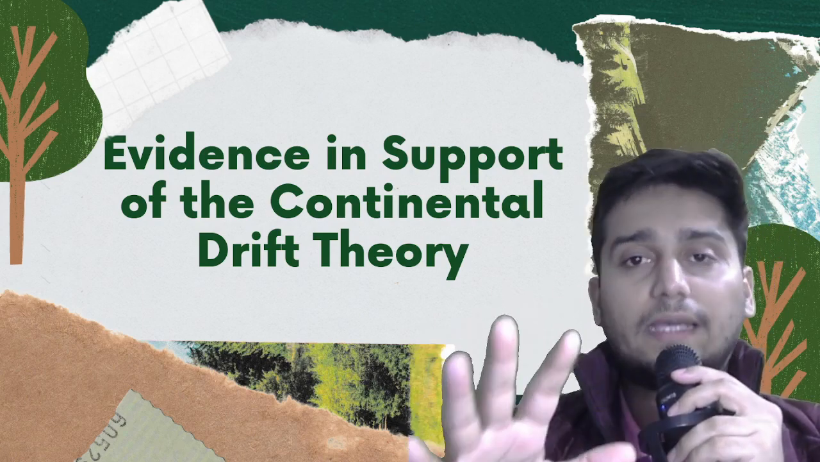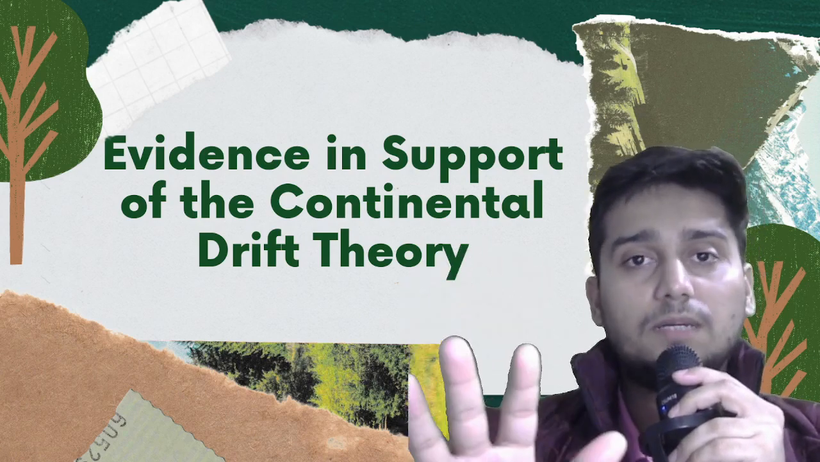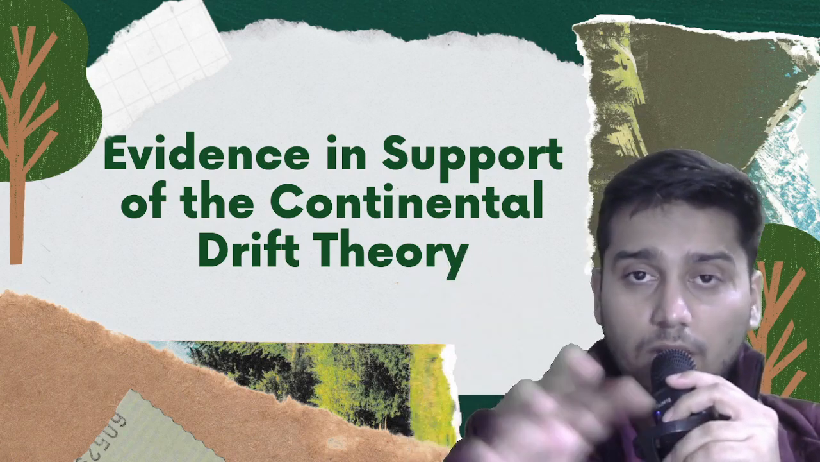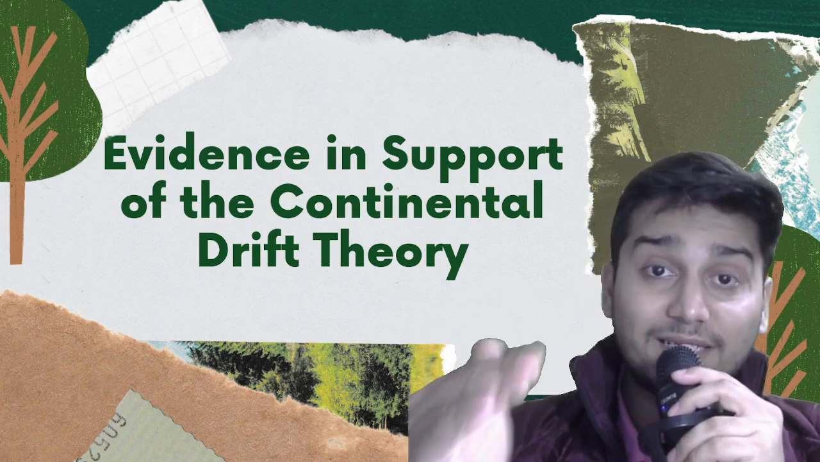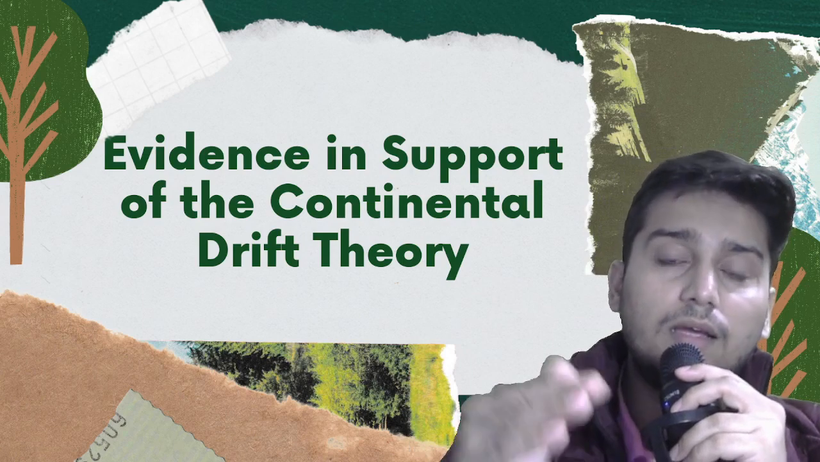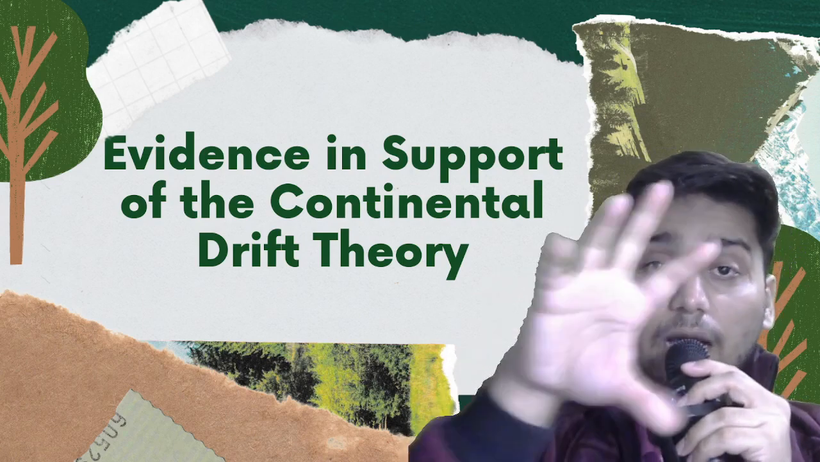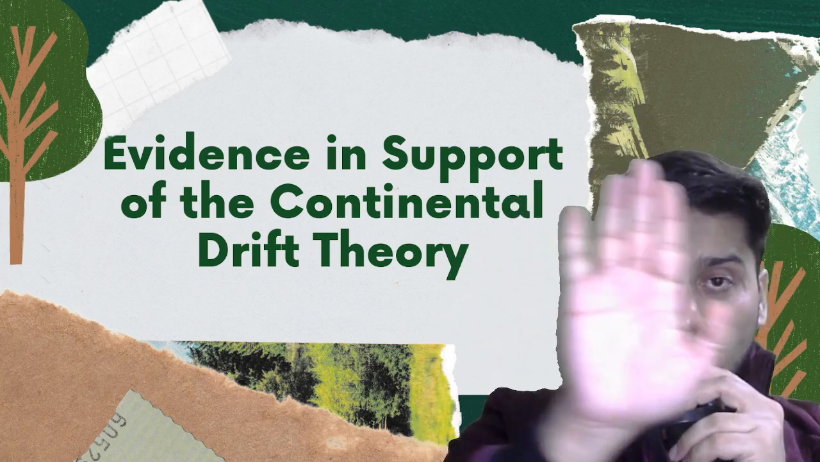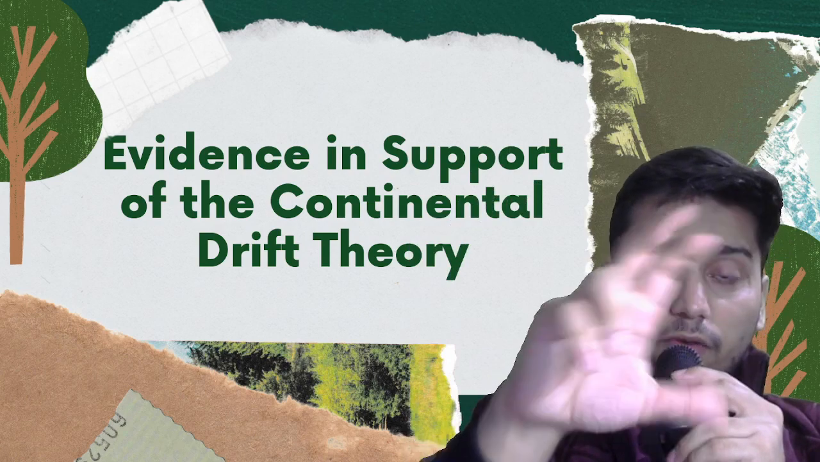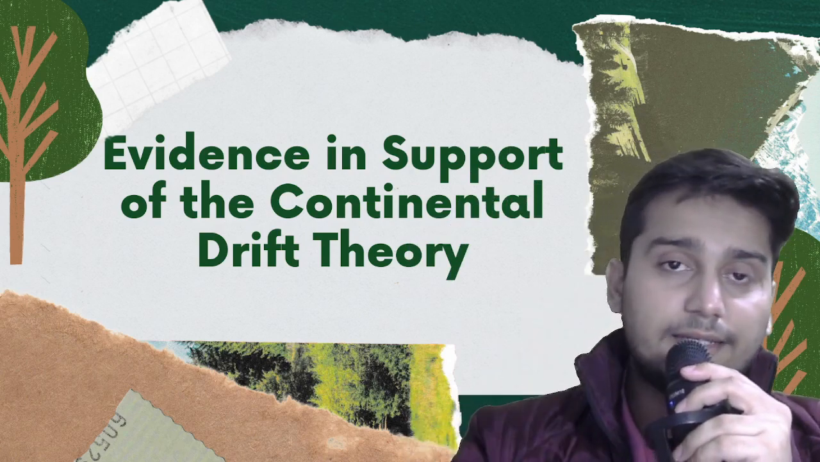So, do one thing. Right now, pause the video, open an atlas or open the world map. Look at South America. Look at Africa. Look at the eastern coast of South America. Look at the western coast of Africa. And in the western coast, try to remove the upper broader area of Africa. Take that broader area of Africa towards South America and fit it above South America. You will find that there is some sort of exact curve line, right?